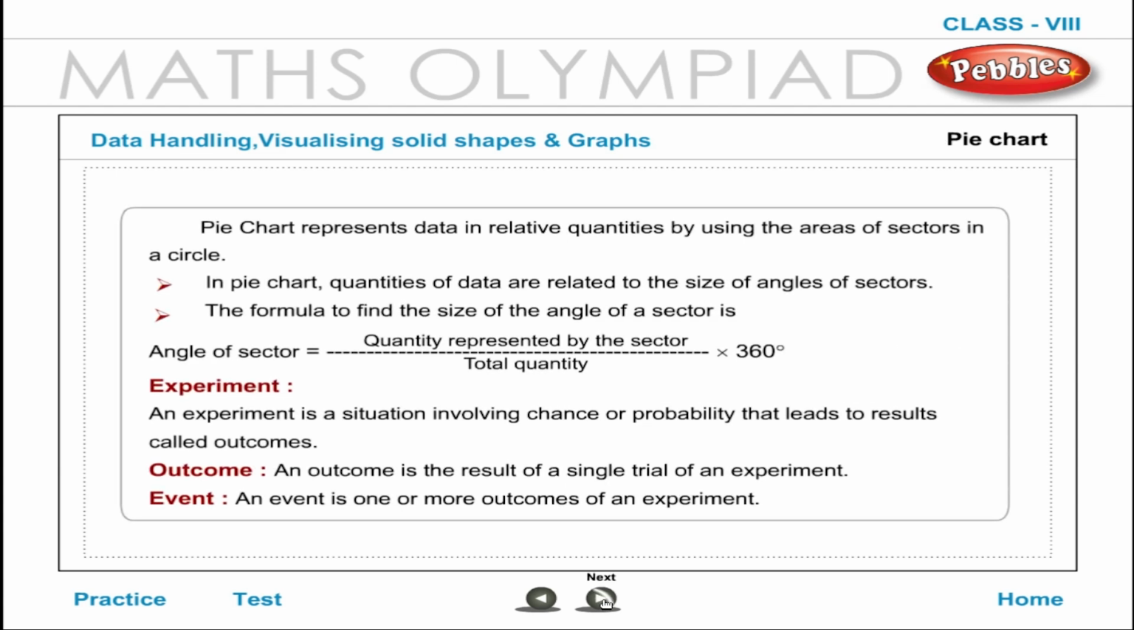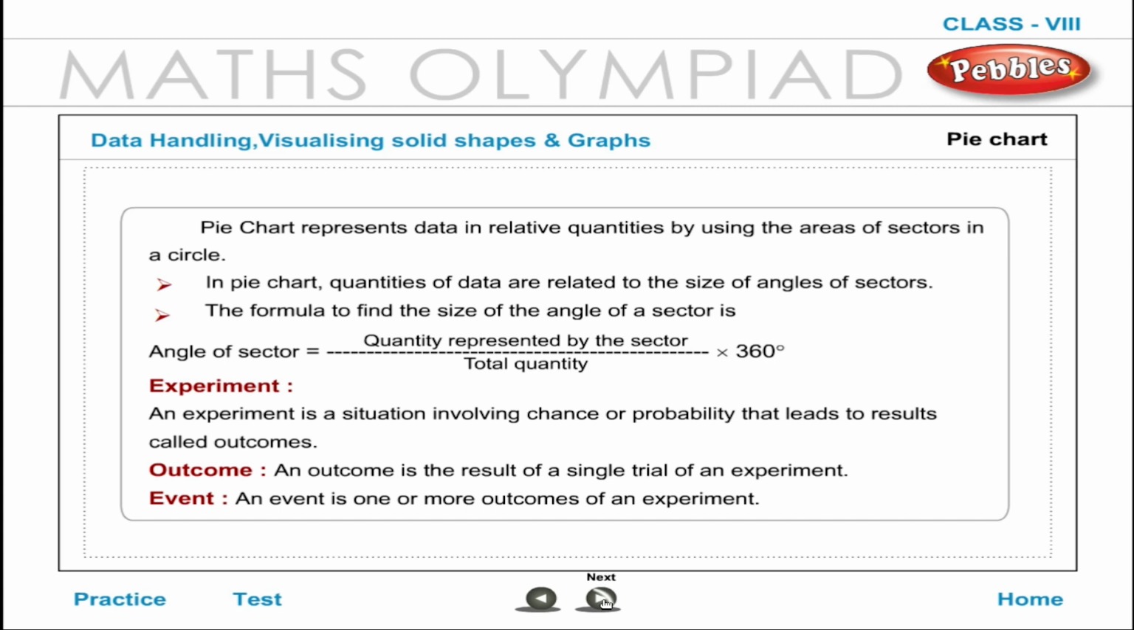Pie chart. Pie chart represents data in relative quantities by using the areas of sectors in a circle. In pie chart, quantities of data are related to the size of angles of sectors. The formula to find the size of the angle of a sector is angle of the sector is equal to quantity represented by the sector divided by total quantity into 360 degrees.